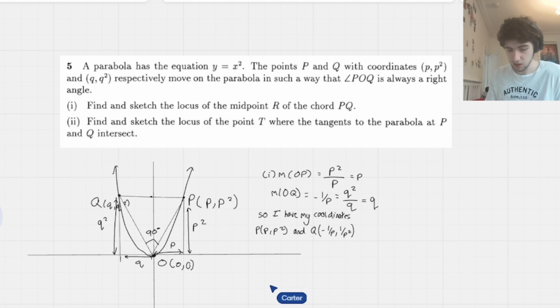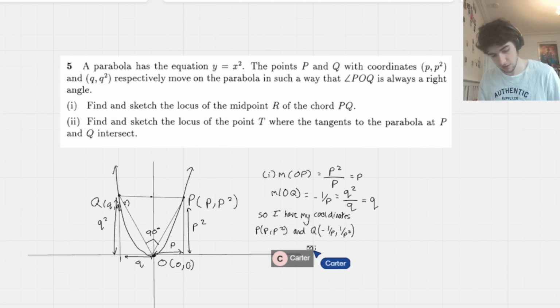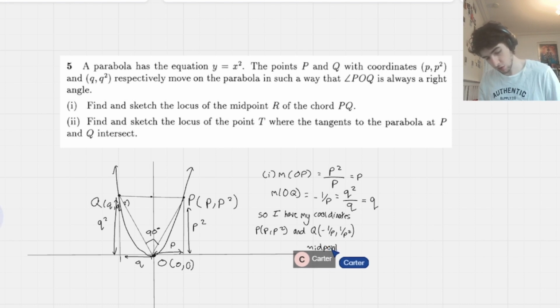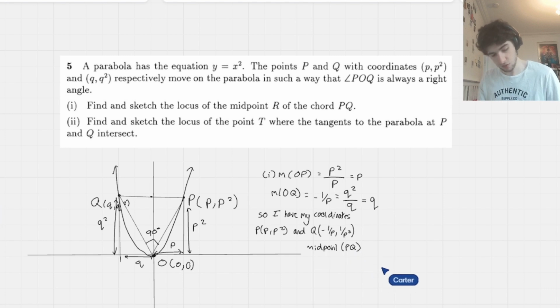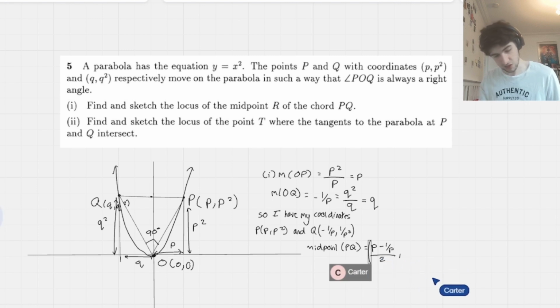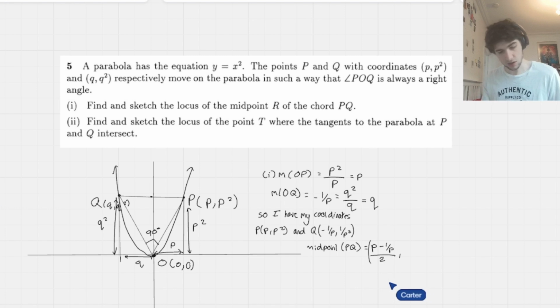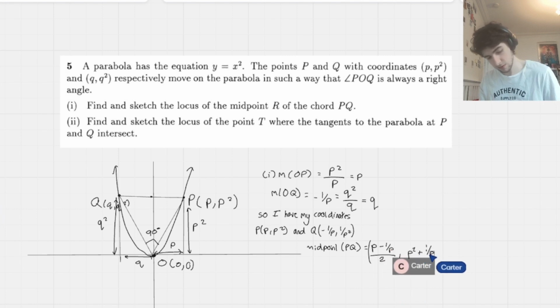Well, we can do this relatively systematically at this point. The midpoint of PQ is just going to be equal to p minus 1 over p, divided by 2, and that's going to be our x coordinate. And our y coordinate is going to be p squared plus 1 over p squared, divided by 2, right?